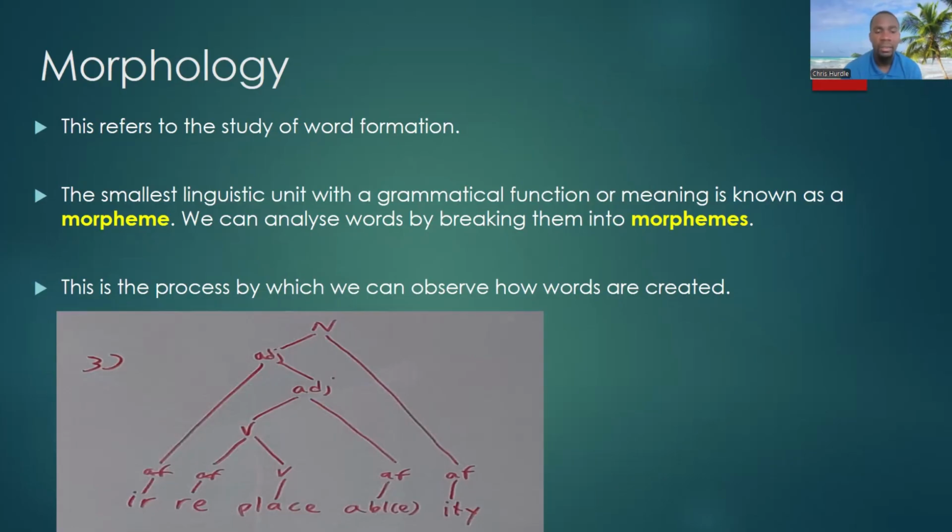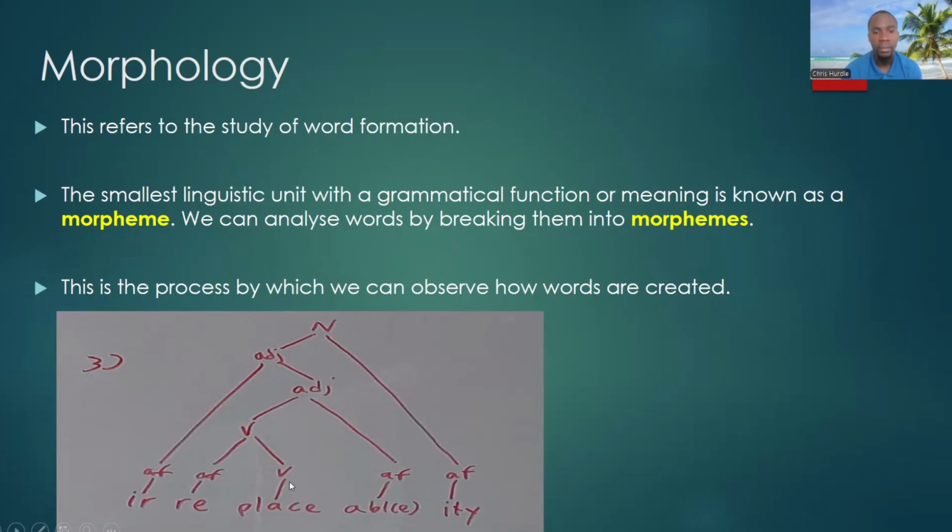So first of all, let's identify all the elements of the word. The root is going to be place, and the affixes, which can either be a prefix or a suffix. So the affixes would be those bound morphemes, right? So we have ir and re. And then able, that is going to be an affix in this context, because it goes at the end. These two are going to be suffixes, able and ity.